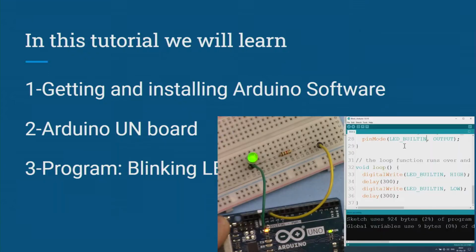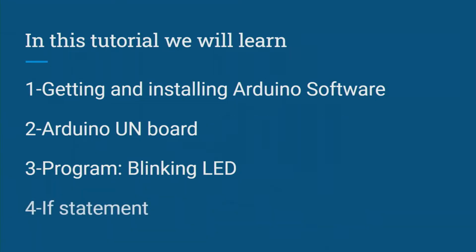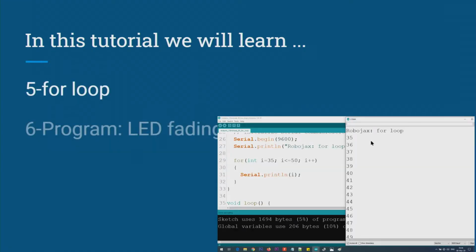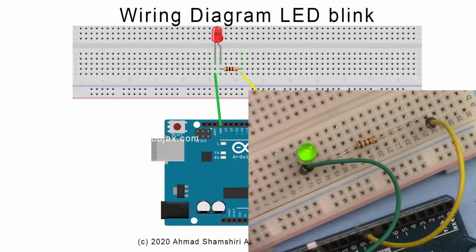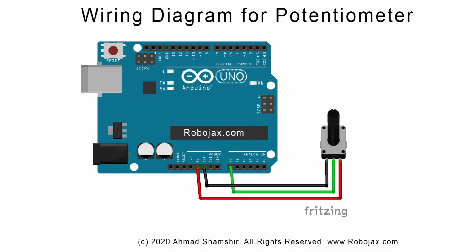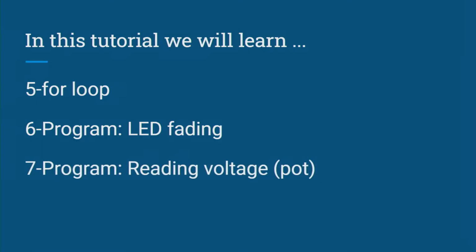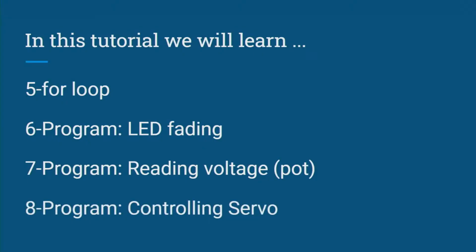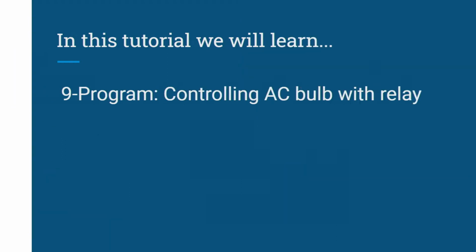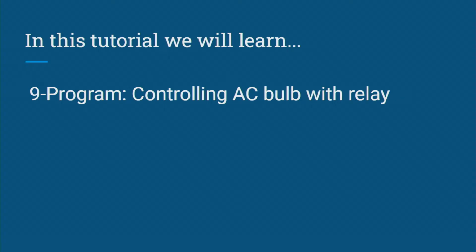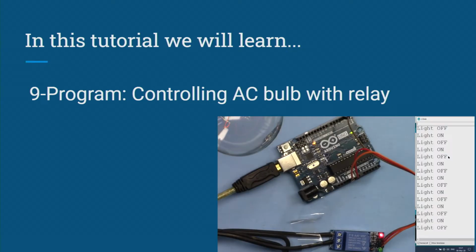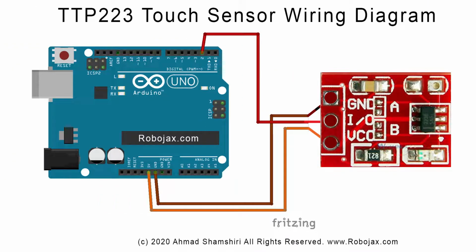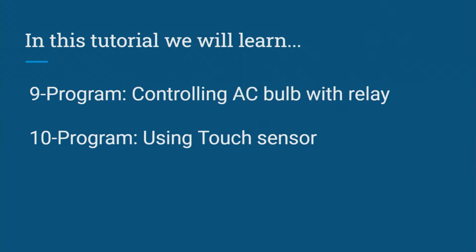Then we run a program to make an LED blink. We learn about if statement, then we learn about for loop, then we will have fading an LED. We have another program reading voltage from potentiometer, and then we learn how to control a servo motor, and then we are going to turn on and off an AC bulb using a relay. And finally, we are going to learn about touch sensor.